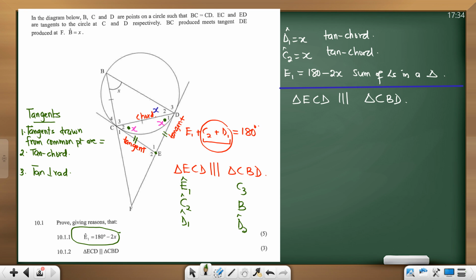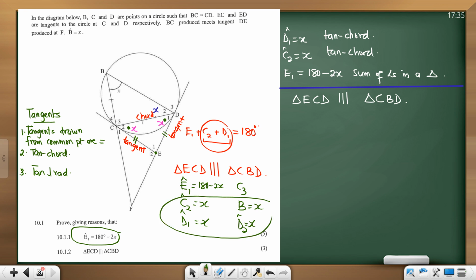Follow these skills. Do we know E1? We got 180 minus 2X. Okay. Which angle do we know again? Do we know C2? Yes, which is X. It has been proven. Do we know D1? Yes, X. It has been proven. Do we know D2? We wrote it in blue. It's X. Good, we know it. Do we know angle B? It's X. That has been given.